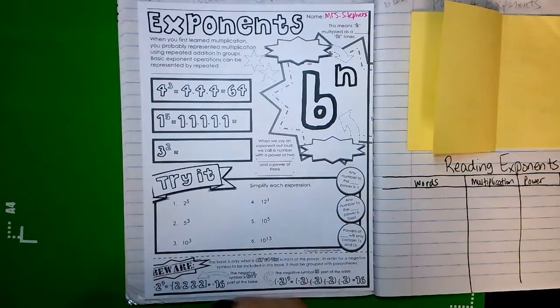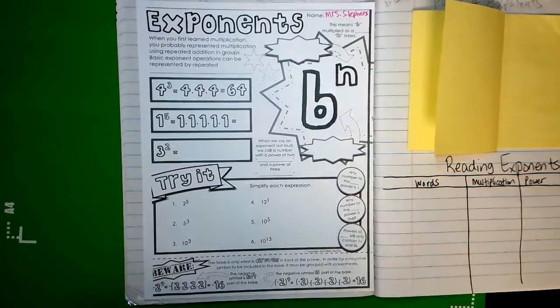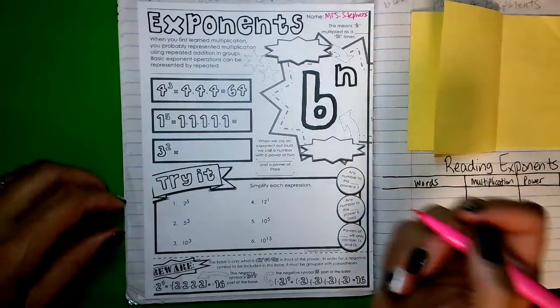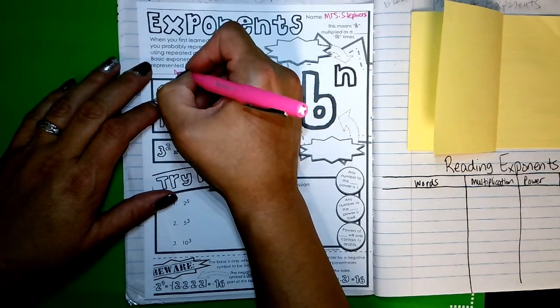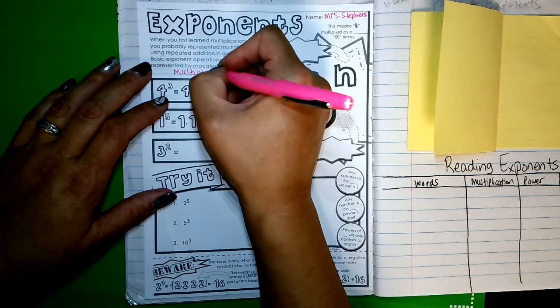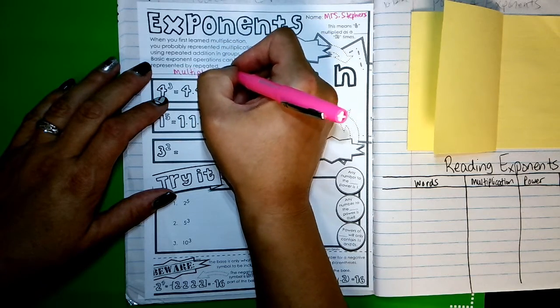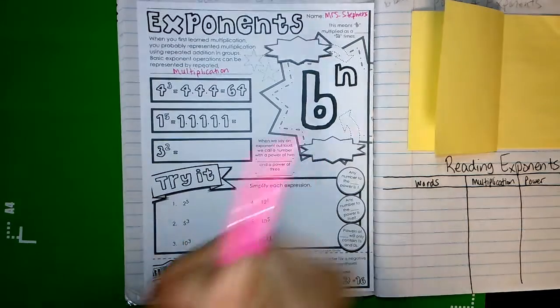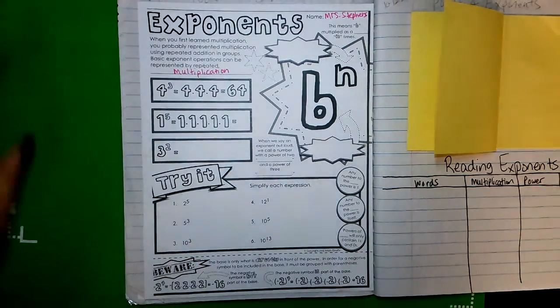Right here, it says when you first learned multiplication, you probably represented multiplication using repeated addition in groups. Basic exponent operations can be represented by repeated multiplication. And so I'm going to write the word multiplication here. Okay, and you could highlight that if you want.